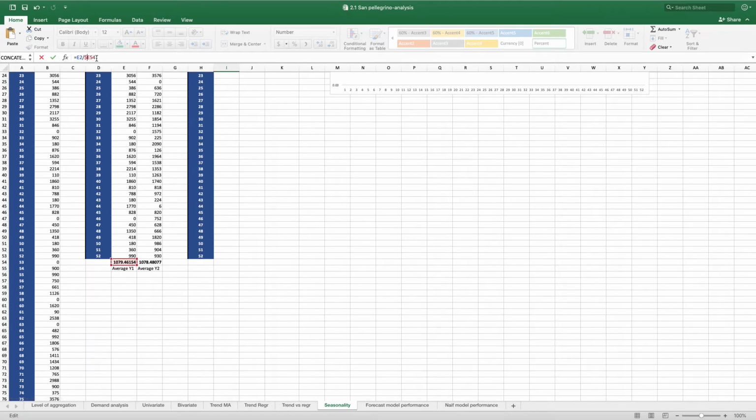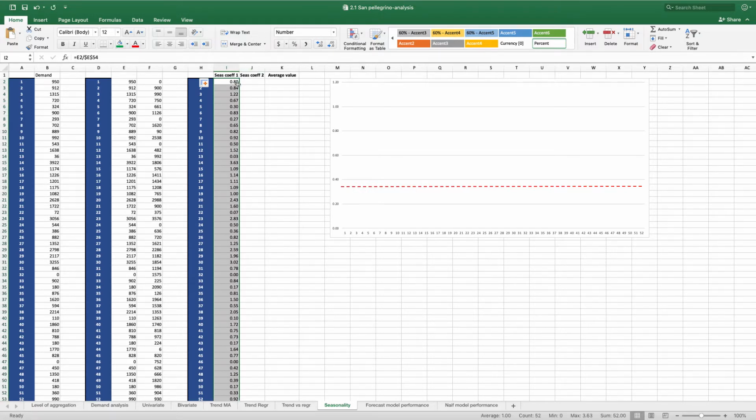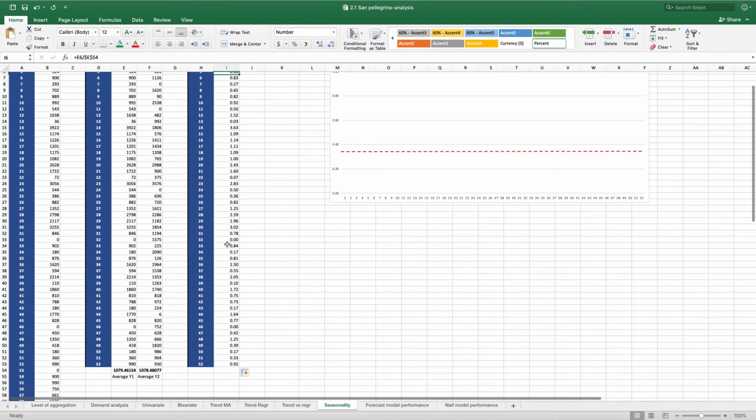Remember to put the dollar sign to block this value, because then what you can do is doing that. So in the first period the demand is 12% lower than the average. In the second period 60% lower than the average. In the third period 22% higher than the average. Here 70% lower than the average, and so on. When it is 0, it means that the demand of course was 0. Okay, so there was no demand.